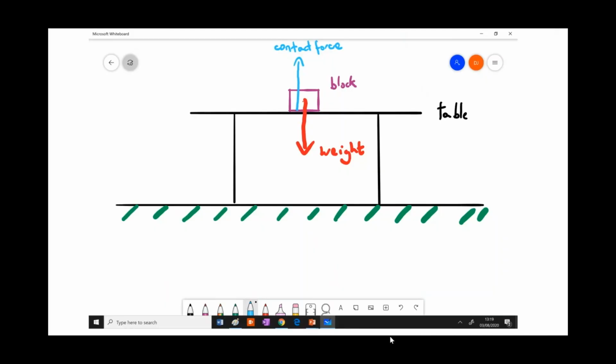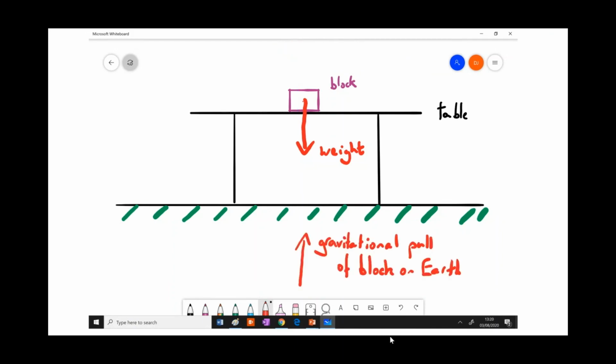The Newton's third law pair must be on a different object. It's the gravitational pull of the block on the Earth, which is the counterpart to the gravitational pull of the Earth on the block, aka the weight. Of course, the contact force does have its own Newton's third law pair. That would be the contact force of the block on the table. The 2 red arrows are a third law pair. The 2 blue arrows, they're also a third law pair.